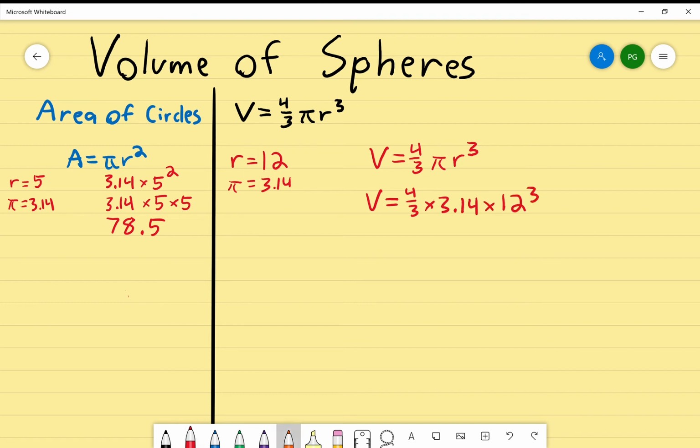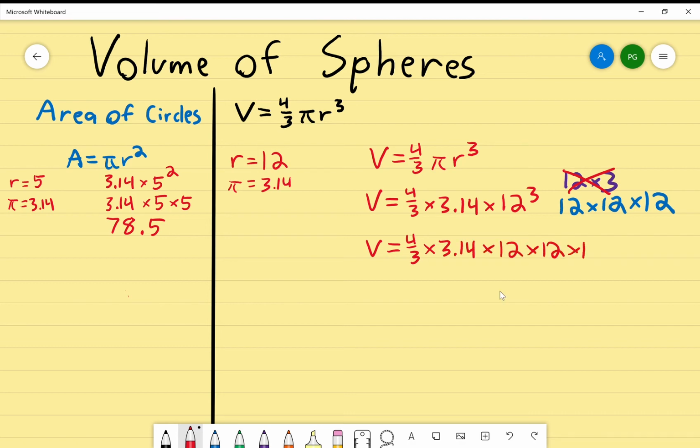Once again, just in case you don't know how to do it in your calculator, let's write it out. 12 to the 3rd is not 12 times 3. That is wrong. It's going to be 12 times 12 times 12. Let's write it all out. Volume equals 4/3 times 3.14 times 12 times 12 times 12.